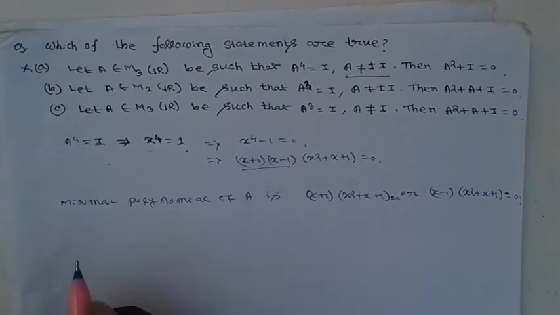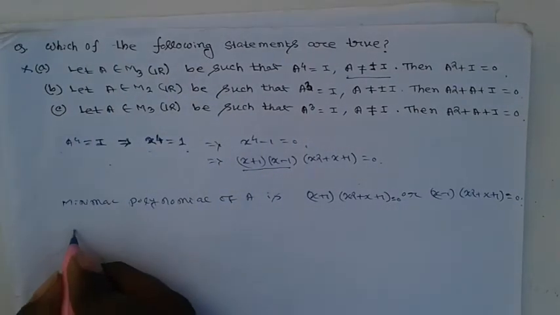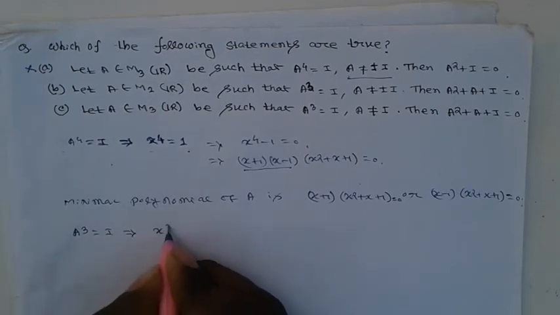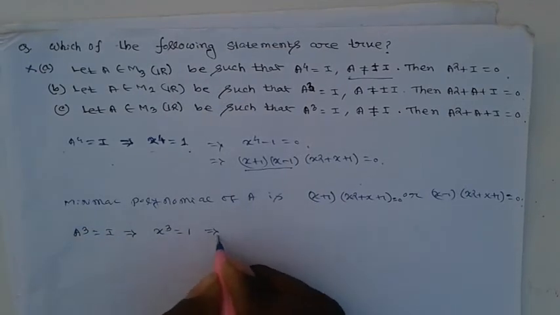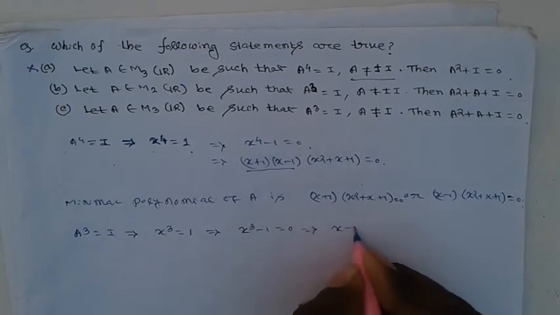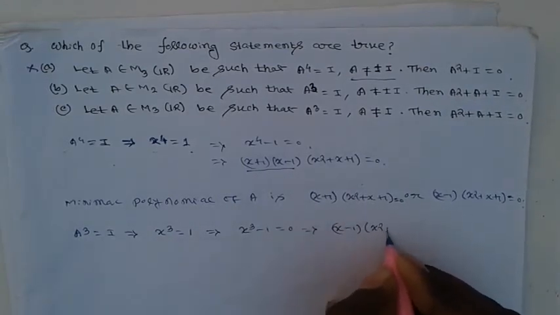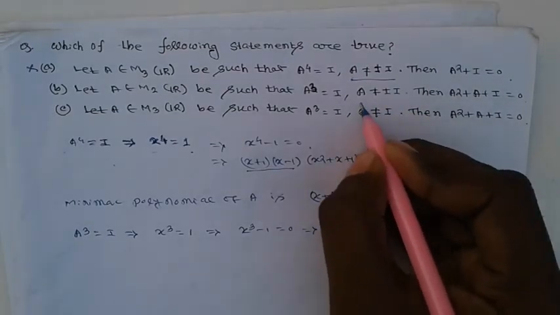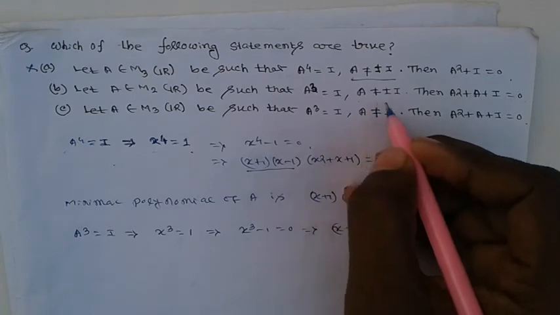So this is false, wrong option. Now we check the second option. A cube equal to I, and this can be written as x cube equal to 1, and this can be written as x cube minus 1 equal to 0, and this can be written as x minus 1 times x square plus x plus 1, and the condition is A not equal to plus or minus I.